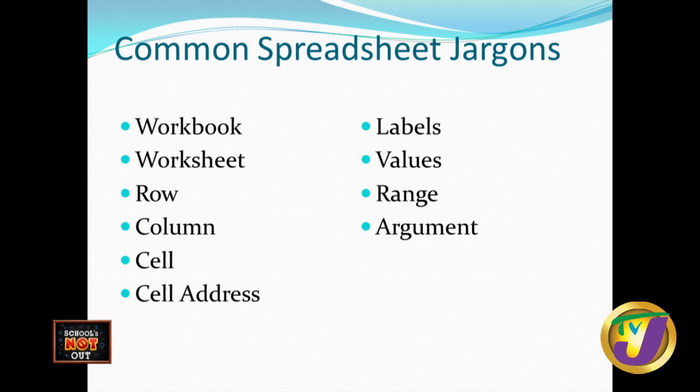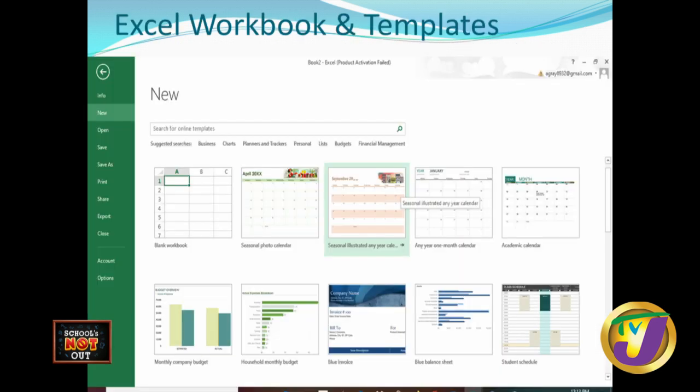Spreadsheet jargons that we'll be looking at as we go along: workbook, worksheet, row, column, cell, cell address, labels, values, range, and argument. All of these will be explained as we continue. To open your Excel workbook, you will click on your icon that you will have on your desktop, or you will type it in to get into Microsoft Excel. Now, when you open Excel, you will get a window such as what we have here now.